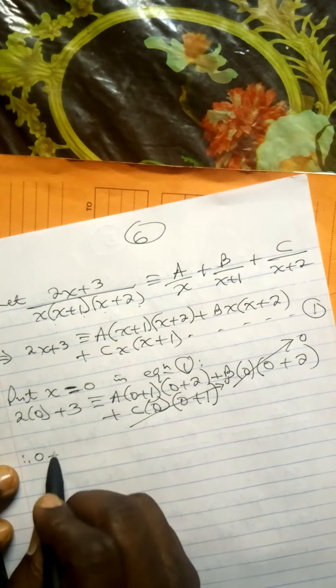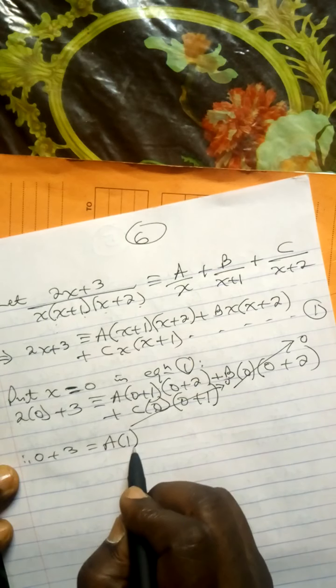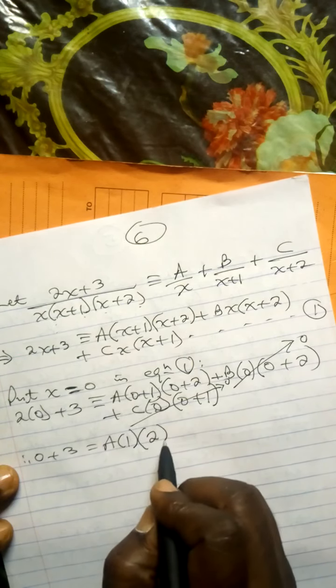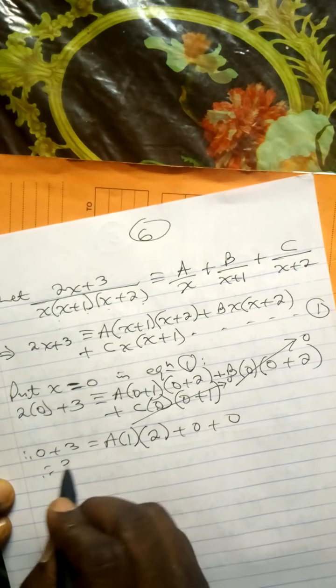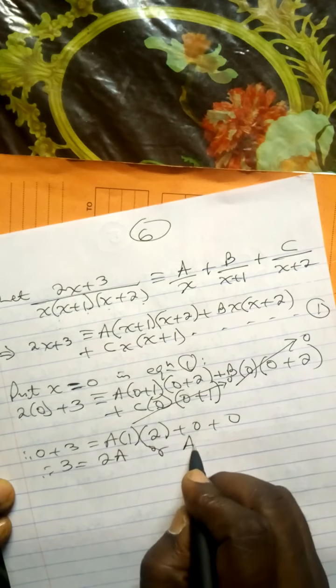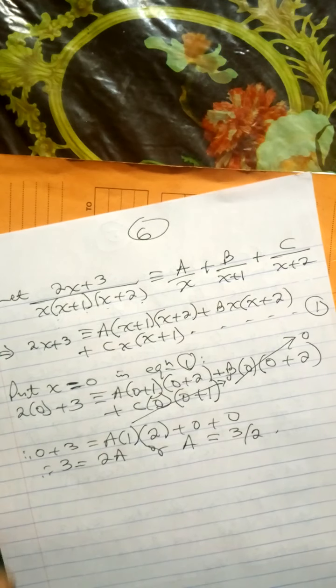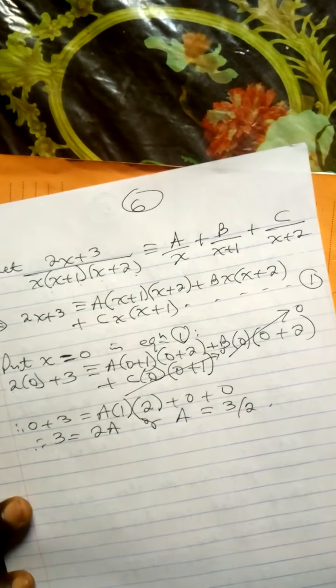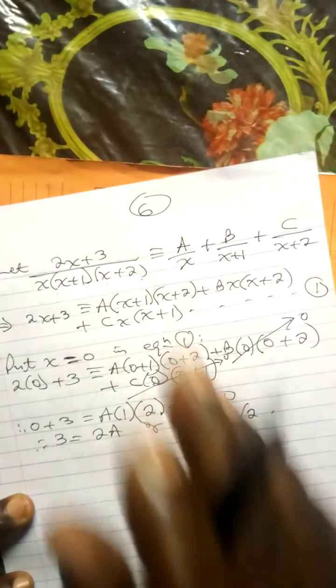2 times 0 is 0 plus 3 is equal to a into 0 plus 1 is 1 into 0 plus 2 is 2, then plus 0 plus 0. So I have 3 is equal to 2a, or a is equal to 3 over 2. So the value of a is known. Now, I have to choose another value of x that will eliminate 2 constants so that I solve the third constant. Here, let x be minus 1.